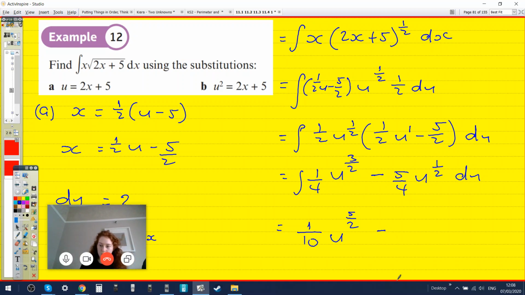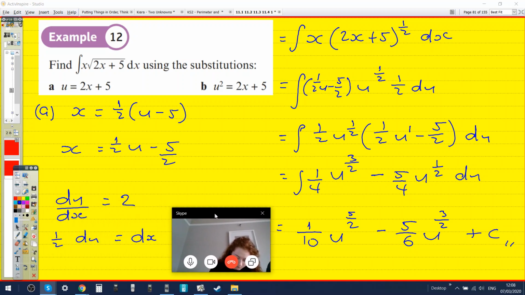So then that'd be to the power of 3/2 for u. Mm-hmm. And then it'd be the 5/4 divided by the 3/2, which is 5/6. Well done. 5/6 and plus c, and that's it.